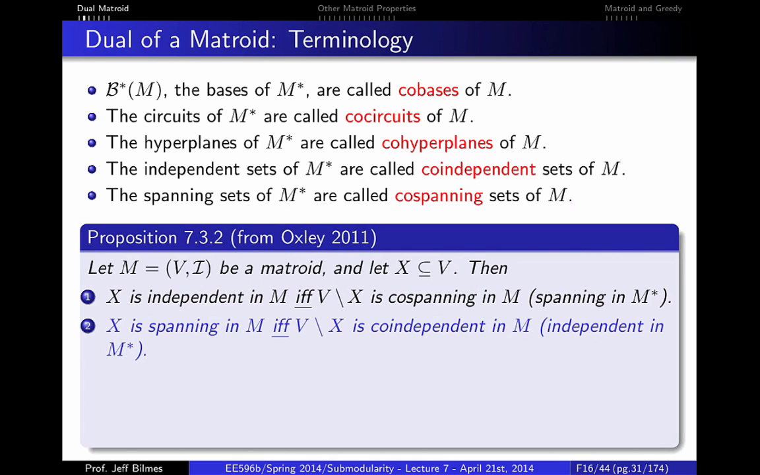Now, X is spanning in M if and only if its complement is co-independent in M, or namely it's independent in the dual. What does a spanning set mean? Well, a base is spanning, or any superset of a base. If it's a graphic matroid, you can have a spanning tree, which is a set of edges. Remember, when we're talking about graphic matroids, the ground elements are the edges. So you can have a spanning tree comprised of the edges that create that spanning tree, or any superset of that spanning tree. Any superset of a spanning tree is such that its complement is independent in the dual.